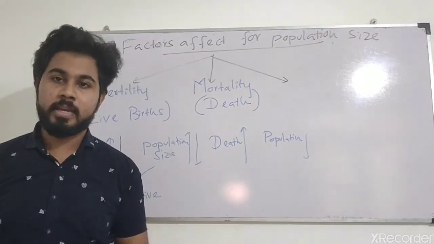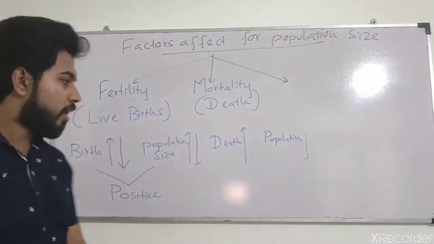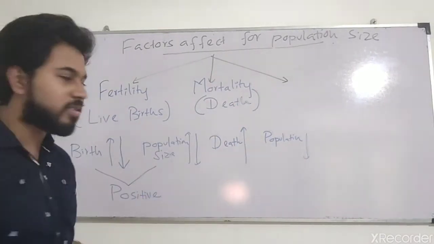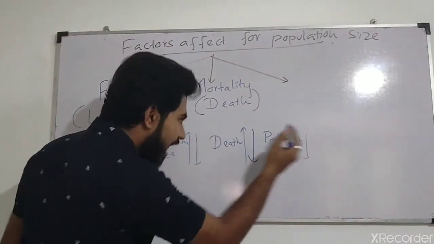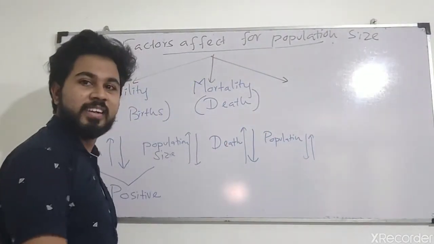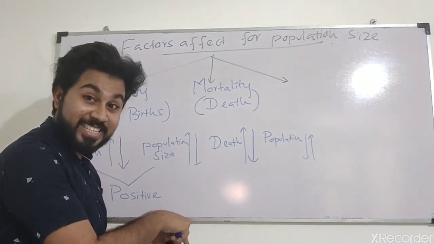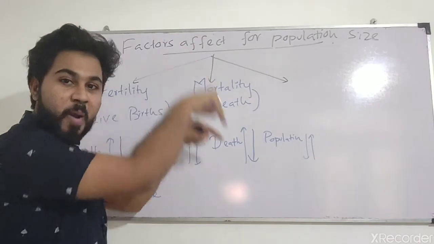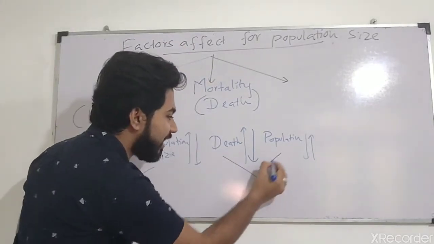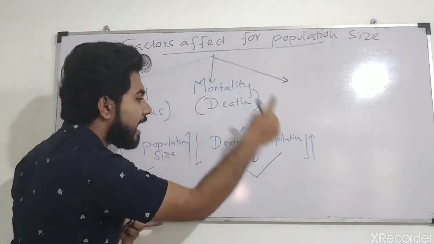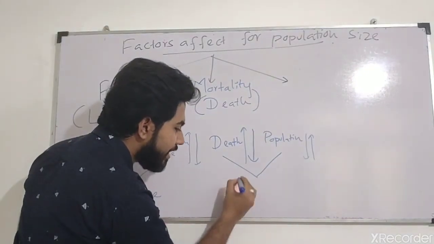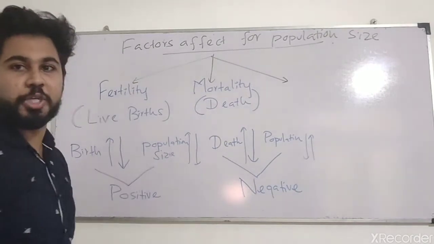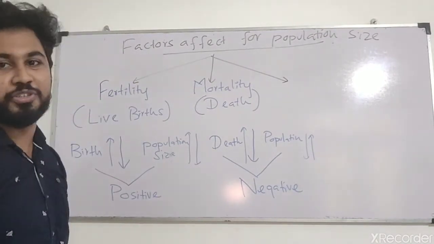Because of these death cases, what will happen? The population will go down. If we can reduce the death cases, then we can increase the population. When death cases decrease, population increases. When death cases increase, population decreases. It is very clear that mortality and population have a negative relationship, or an inverse relationship.